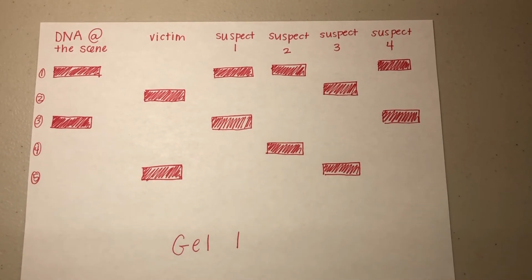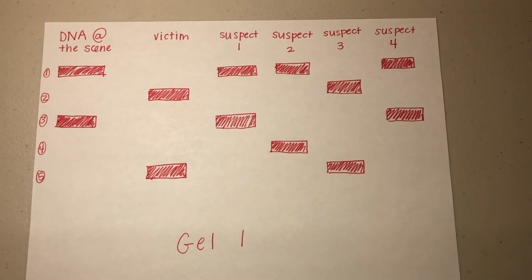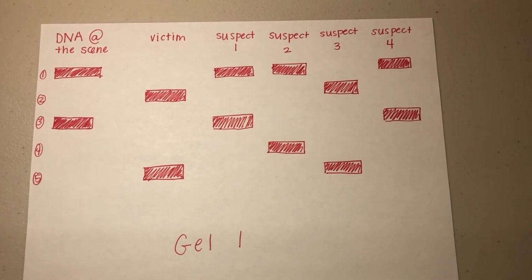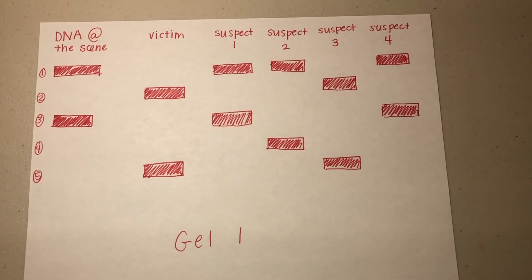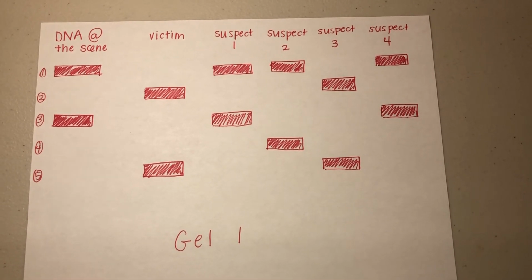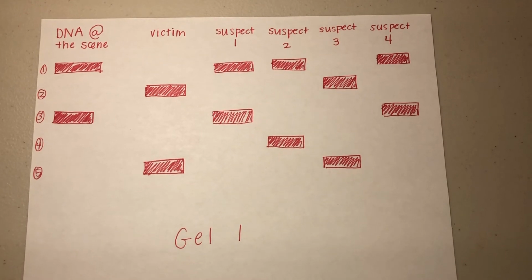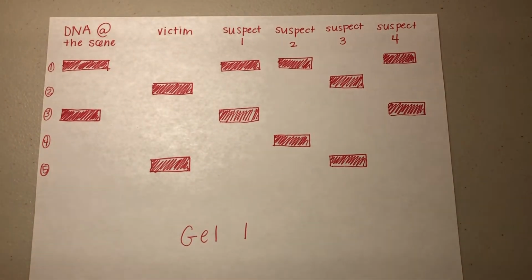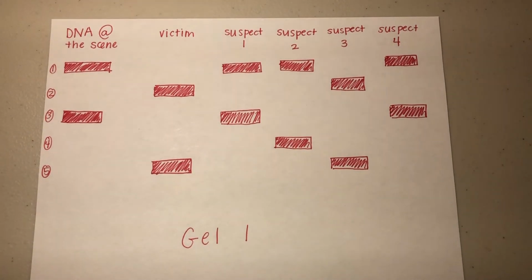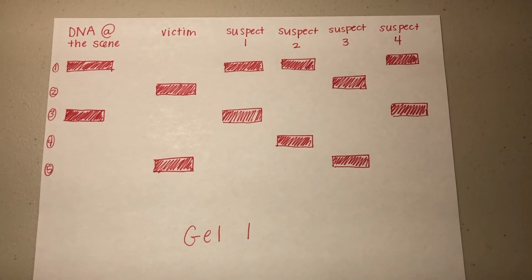Before Casey receives the DNA samples, Gibbs, who commands the team at NCIS, tells Casey that Suspect 4 is actually the father of Suspect 2. By looking at this gel, we can tell that this is true because Suspects 2 and 4 have one allele in common at this loci, which makes sense because offspring receive one allele from each parent. Now we can try to find a match to the DNA at the scene.